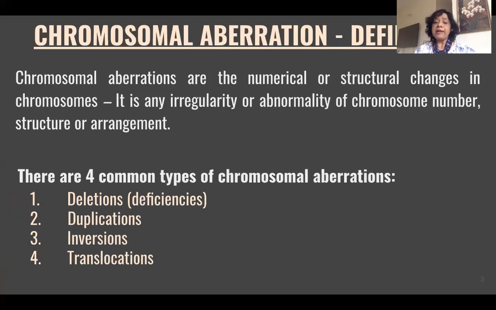All the 4 common types of chromosomal aberration which have been included in your syllabus are chromosomal aberration related to structure. So these are the irregularities in the structure of the chromosome that lead to these kinds of chromosomal aberration. So I will repeat it. What are the 4 types of chromosomal aberration? Deletion, which is also called as deficiency, duplication, inversion, and translocation.